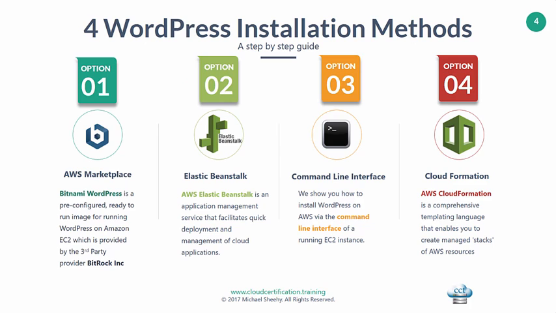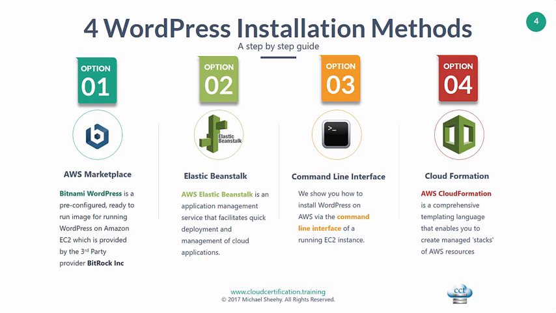Okay, you'll see in front of you now the 4 options that we're going to be going through throughout the course. Just a little bit more of an explanation about them all. Option 1 is the AWS Marketplace. We're going to use Bitnami WordPress, which is a pre-configured, ready-to-run image for running WordPress on Amazon EC2, which is provided by the third-party provider Bitrock Inc. Next, option 2 is Elastic Beanstalk. Now, AWS Elastic Beanstalk is an application management service that facilitates quick deployment and management of cloud applications.